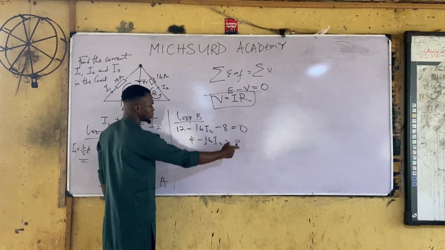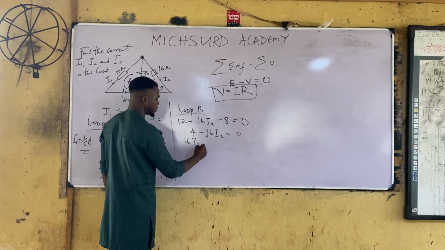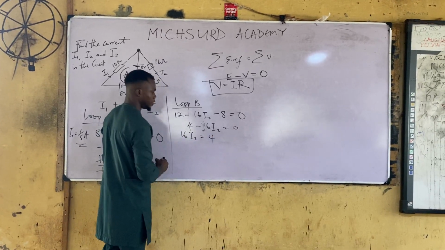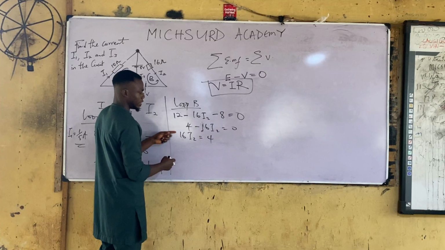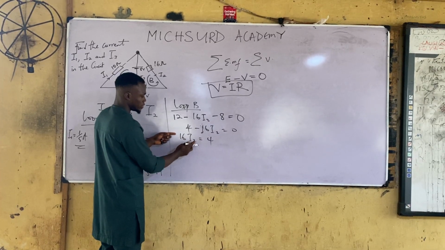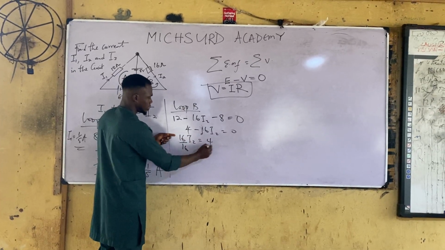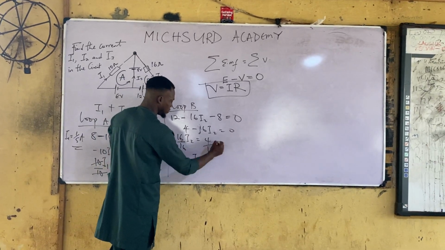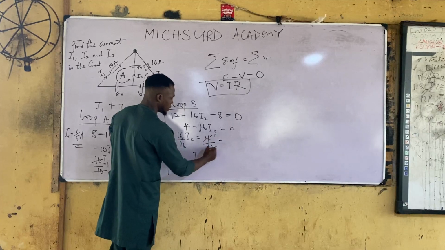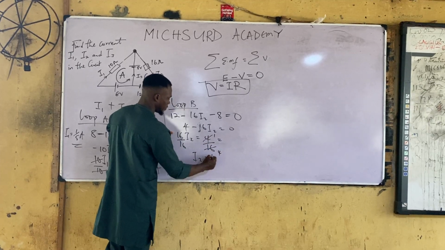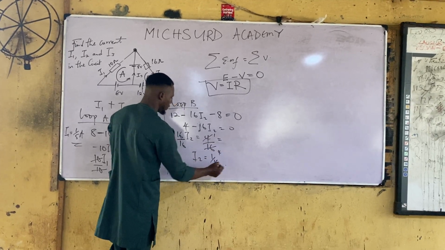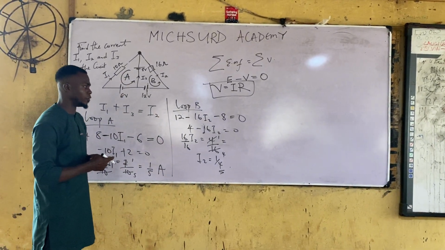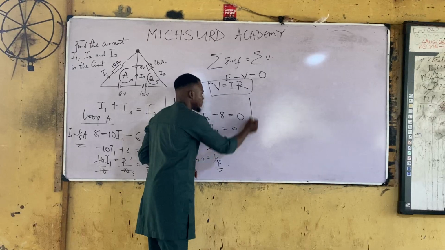So if I move this over to this place, we'll be having 16 I2 is equal to plus 4, because this has crossed over to this place. So that means we'll be working on I2, we divide by 16, we divide by 16. Here we have I2, this will cancel out 1, here will be 4. So we're having 1 over 4. So that means our I2 is 1 over 4. So we have gotten our I2.